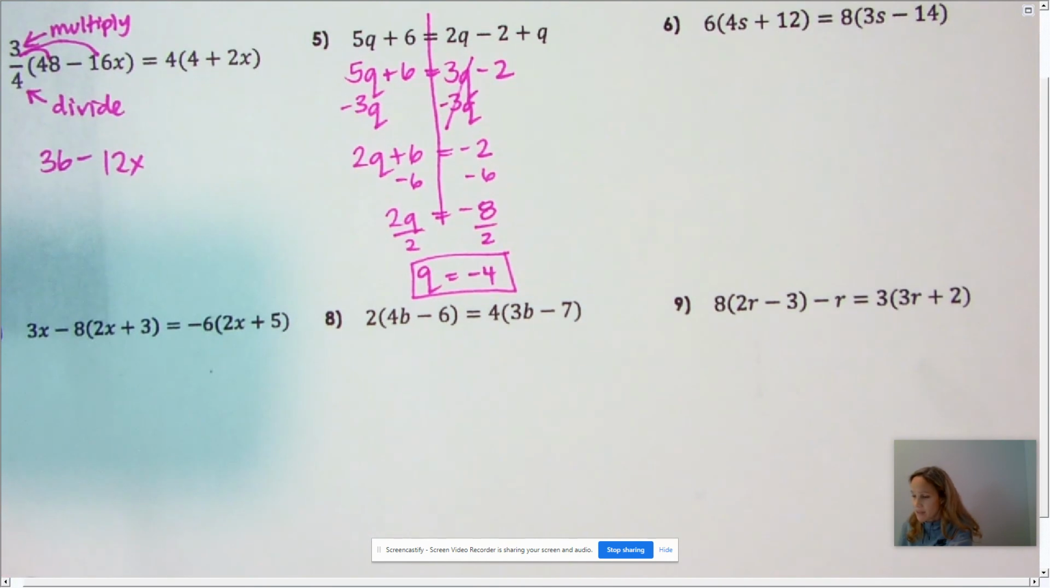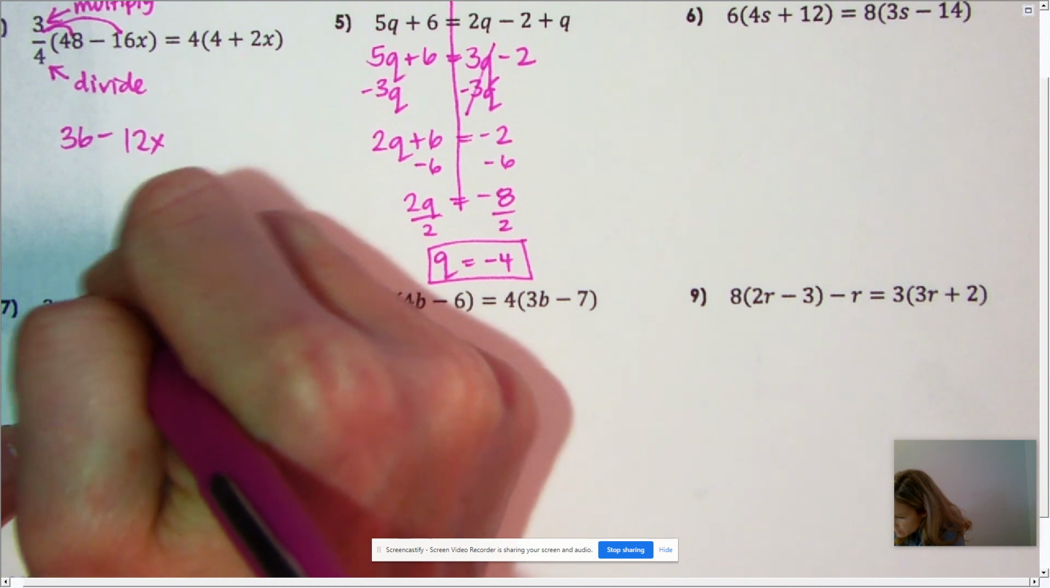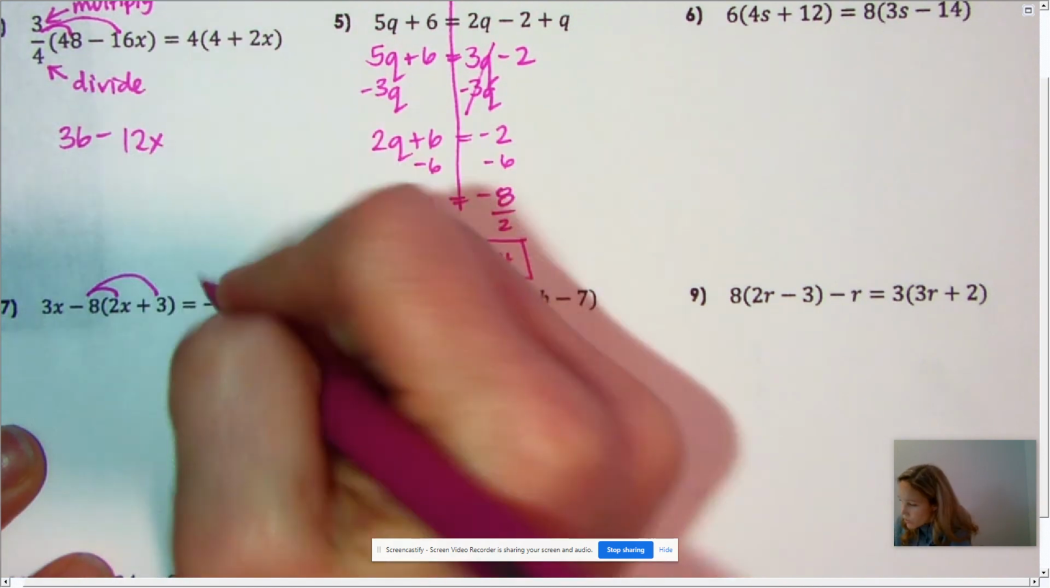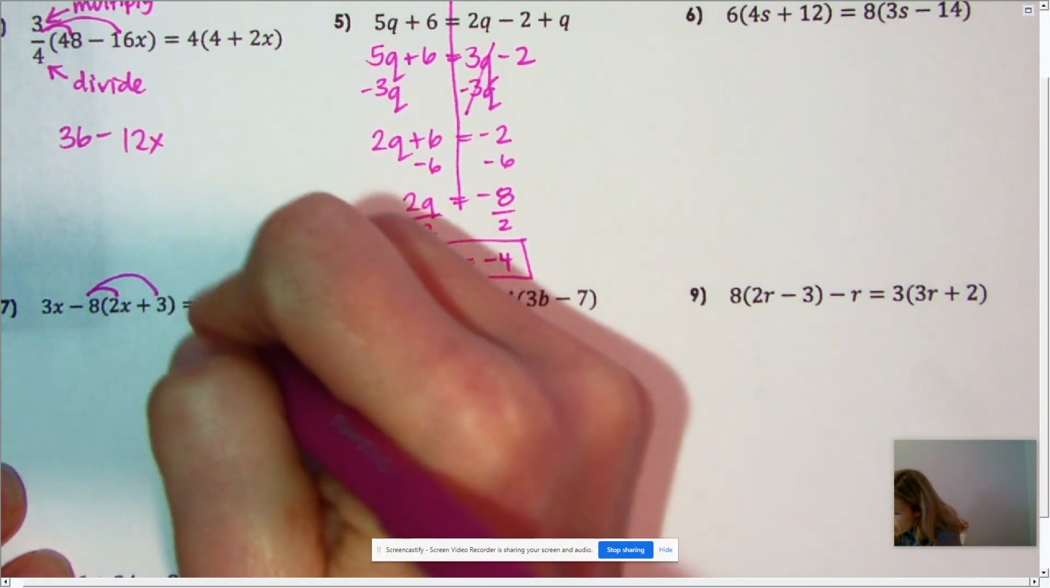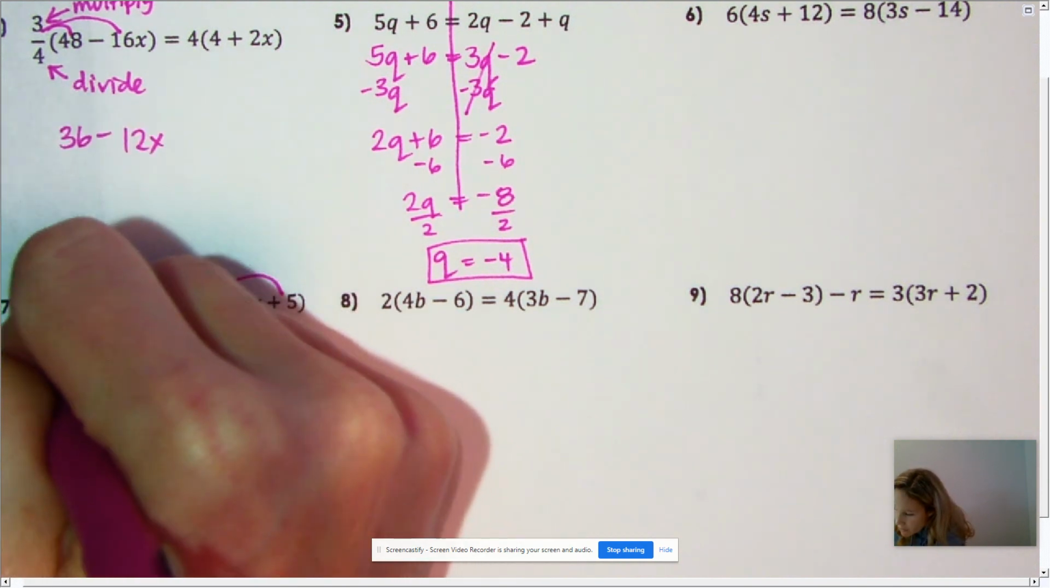Question number 7. Oh, great, googly moogly. These problems are super long. Okay, so make sure on this one we have a negative 8 that we're distributing. That's important. This one, same thing. I've got a negative 6 that I'm distributing. So I'm going to distribute first. I'm just going to copy the 3x.